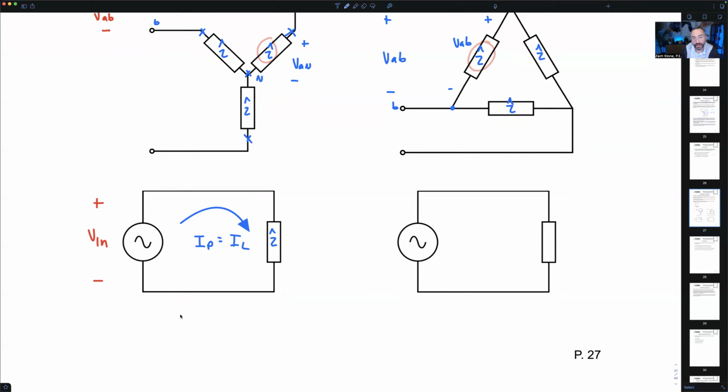Ohm's law is I equals V over Z. I equals V over Z.